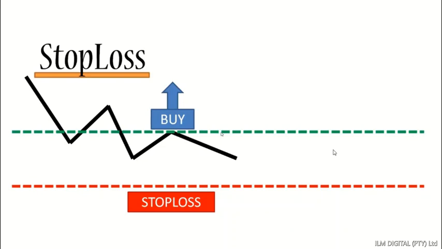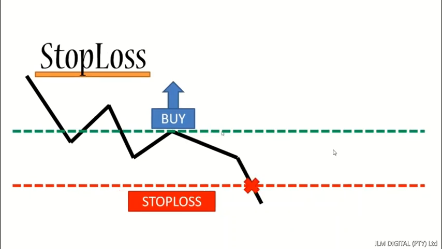So you do that, you set your stop loss, and your trade moves in the opposite direction, and you trigger your stop loss. And this is where you actually exit with a negative balance. So this is where you lose money. So you will lose whatever amount that your stop loss was set to.